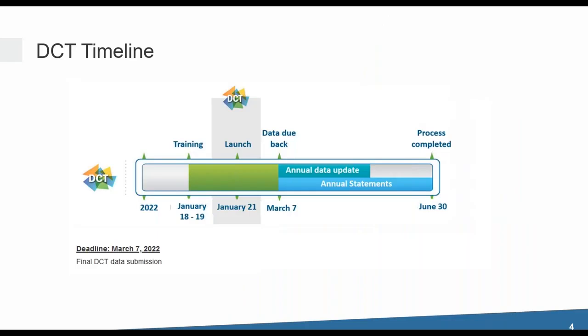Thank you, Sandy. Here is the timeline for the DCT. The training is today and tomorrow, and the DCT tool will be available on Friday, January 21st. The DCT data is due to be submitted to CAT by March 7, 2022. Meeting this deadline is important as it impacts the annual statement delivery, especially for members with multiple employer participation.